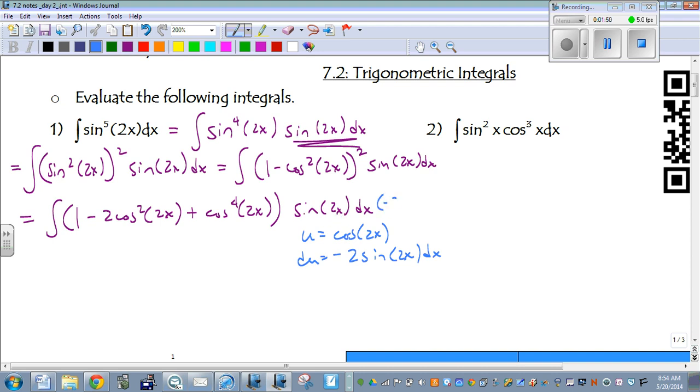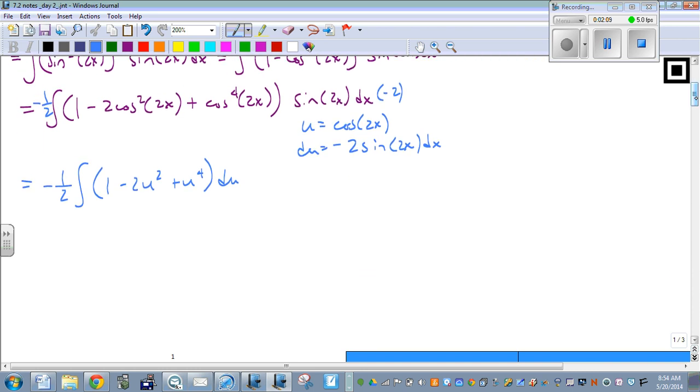We need to multiply the inside by negative 2, outside by negative 1/2 to make everything work out here. And we end up with negative 1/2 times the antiderivative of 1 minus 2u squared plus u to the fourth du. So now it's in a form that we can actually find the antiderivative of.